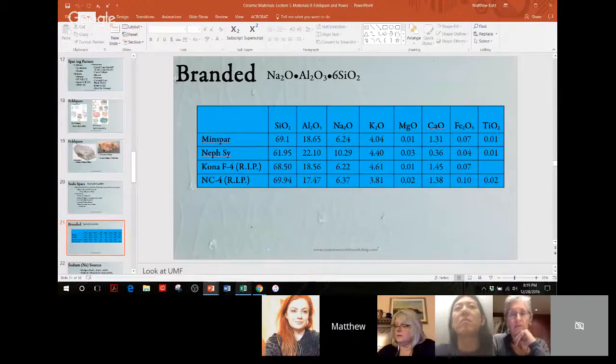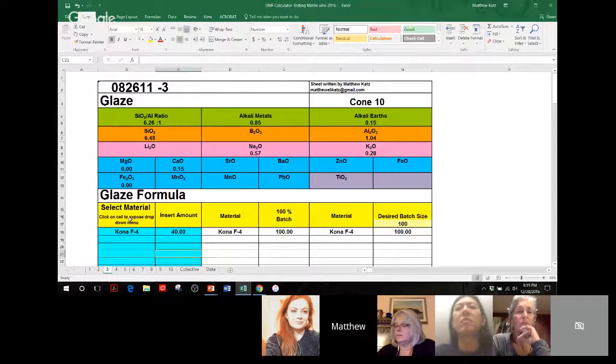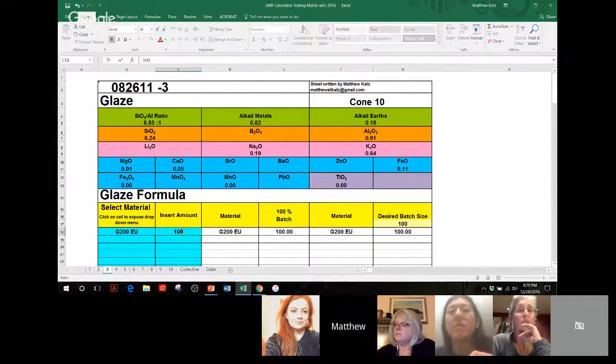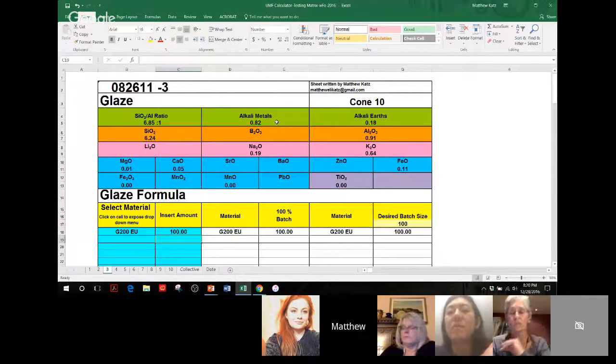So again, the one thing I did want to talk about here was Custer versus G200, which I don't recall if I actually did a UMF analysis of those two. Well, here, we'll go with the G200 EU, which is the current variation. Again, I have not worked with this new one. I have a sample of it, but I haven't figured out what experiments I want to do with it.